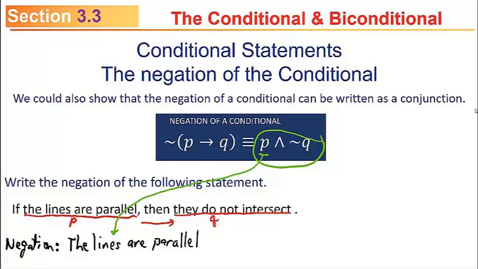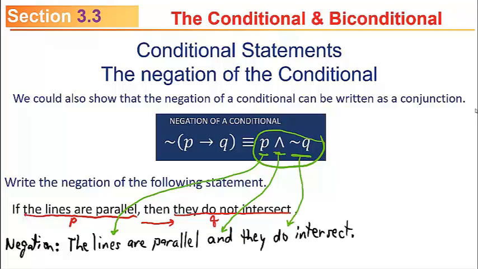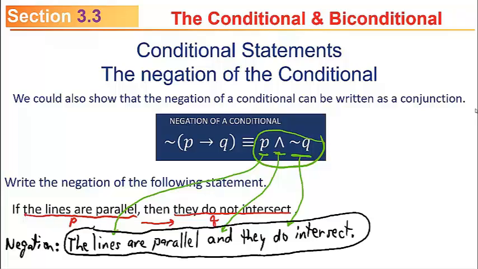The P is the lines are parallel. The conjunction is the and not Q. If Q is they do not intersect, then not Q would be they do intersect. So the negation of the original statement, if the lines are parallel, then they do not intersect, is the lines are parallel and they do intersect. And that's an example of the second of the special formulas that we were introducing right now.